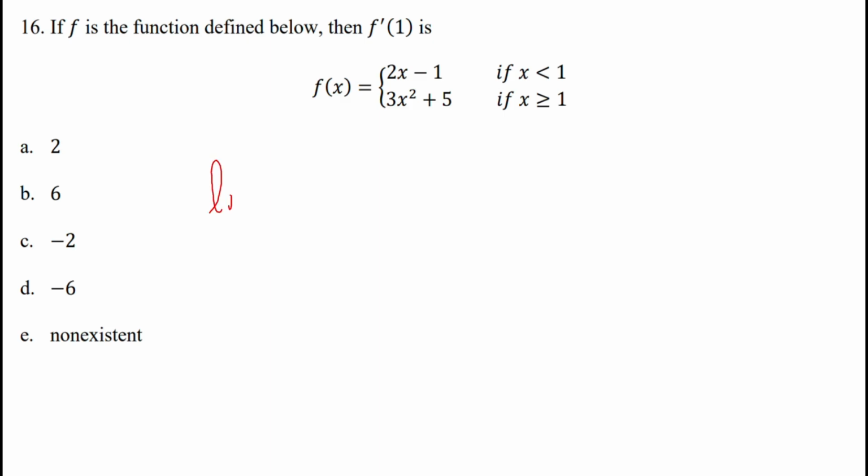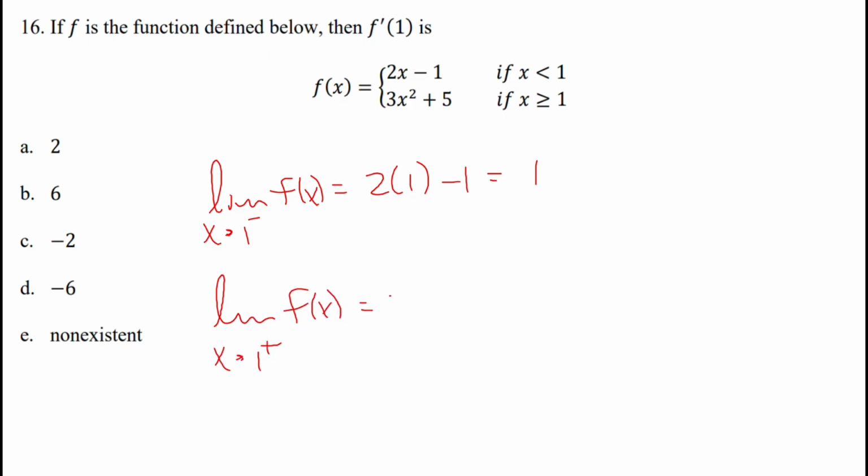So to find if it's continuous, we do the limit as x approaches 1 from the left, which is 2 times 1 minus 1, 1. And then we do the limit as x approaches 1 from the right of f of x, which is 3 times 1 squared plus 5, which would be 8. Well, the function is not continuous, right, because the limits don't equal each other. If the function is not continuous, then the derivative can't exist, and it should be choice E, non-existent.